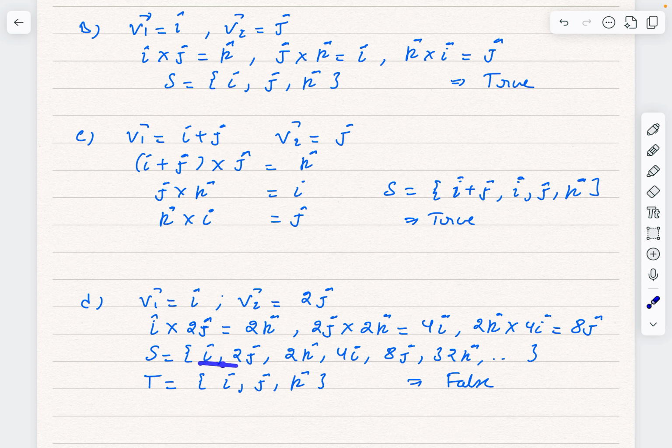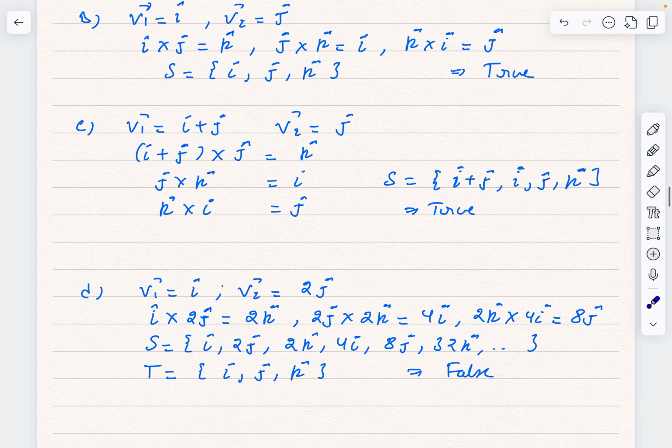So in S we'll get infinite vectors, but in T we get only, if you take the unit vector, that will be either i, j or k. So even though S has infinite vectors, T has only three vectors. So statement D will be false. So the answer will just be B and C.